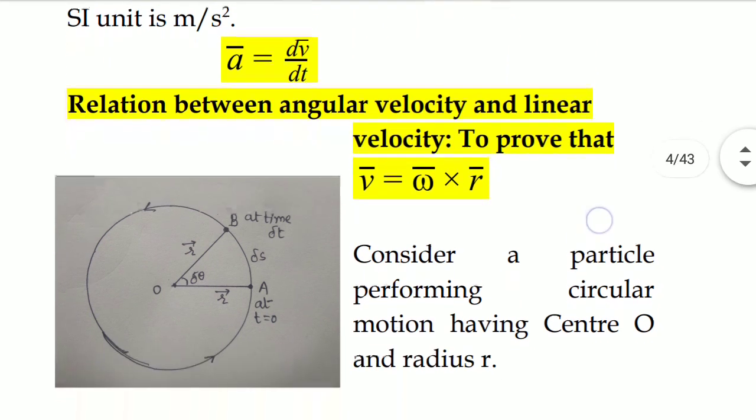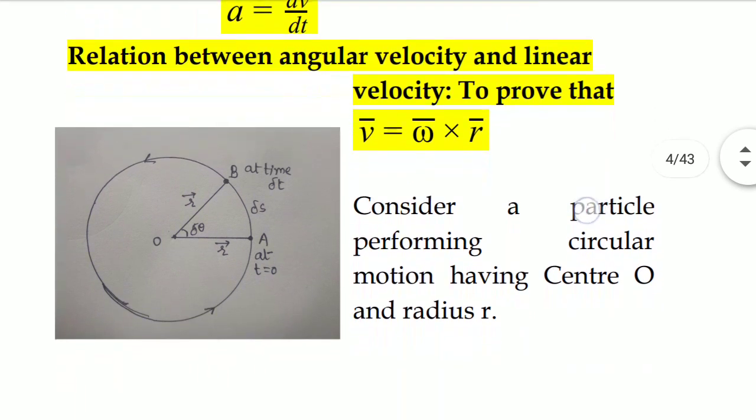We then go for a very important relationship between the angular velocity and linear velocity of a particle performing circular motion. Very popularly, it is the proof of v is equal to r omega in terms of magnitude, whereas in vector terms it is vector v is equal to vector omega cross vector r.